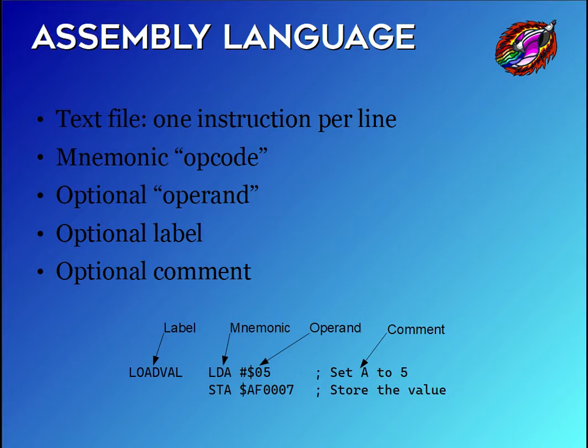And secondly, additionally, you can have an optional comment on each line. In 65816 assembly code, this is specified with a semicolon. Anything after the semicolon is a comment. The assembler will essentially ignore that. It does not get stored in machine language in any way. It's just there to help you read the code.